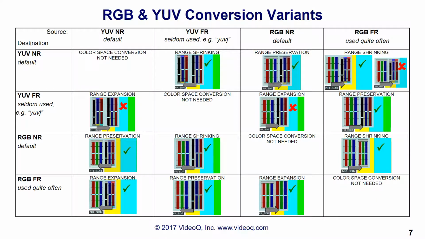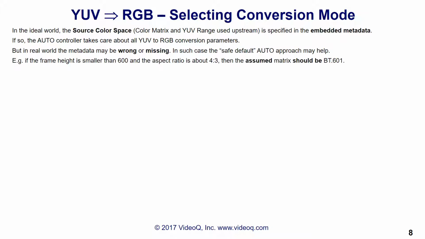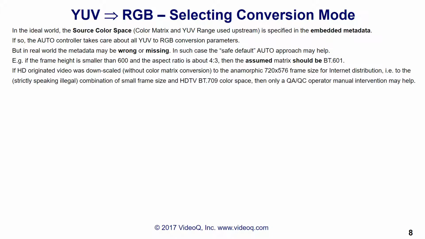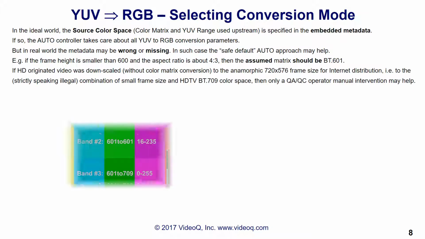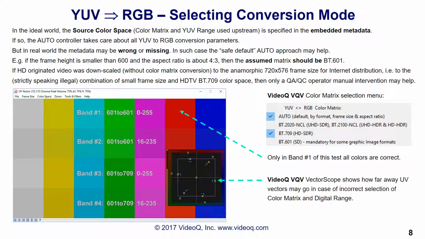In an ideal world, the source color space, meaning the color matrix and YUV range used upstream, must be specified in the embedded metadata. But in the real world, the metadata may be wrong or missing. Then, a safe default automatic approach may help. In the most difficult cases, only a quality assurance or quality control operator equipped with software tools and their manual intervention may help.